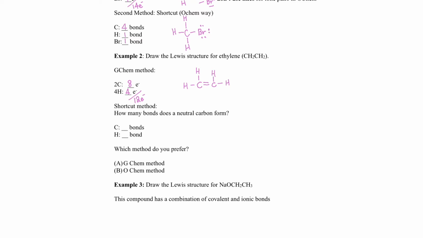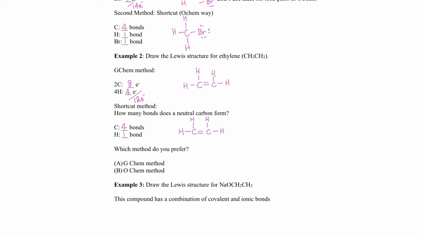Let's see how this would work with the OChem method. So carbon has 4 bonds, hydrogen has 1 bond. So for this to work, carbon is going to form 1 bond to each hydrogen. You can't really put the hydrogen to the right of the carbon because you would cap off the molecule. So you would have to do it this way, and 1 additional bond in between the 2 carbons would then give it octet.